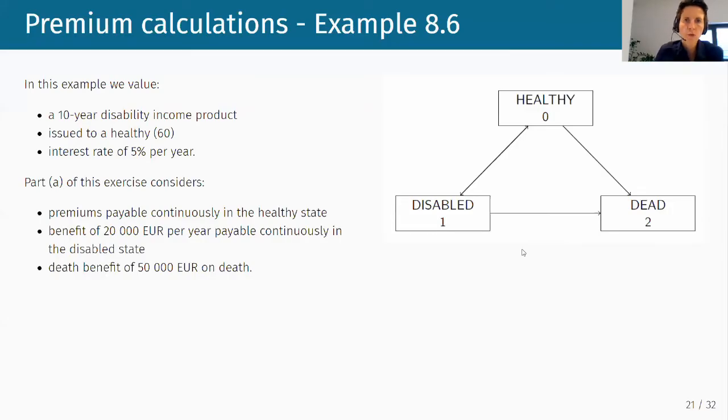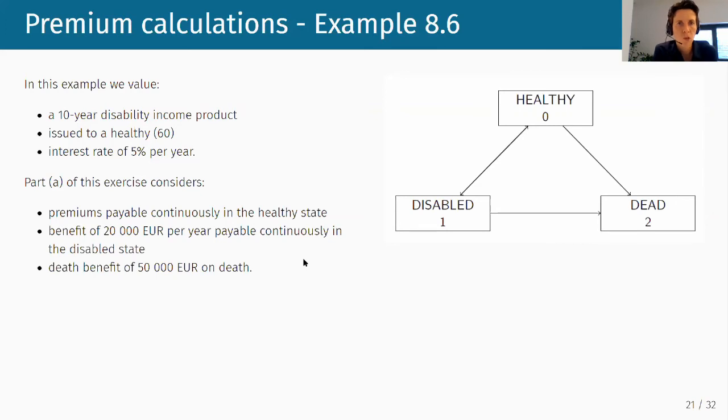Right. And we redo here an example that we discussed also during the theory classes. So we have a 10-year disability income product, which is issued to a healthy 60-year-old. We've got an interest rate of 5% per year, and we want to value the following product. So premiums are payable continuously in the healthy state. There's a benefit of 20,000 euro per year payable continuously in the disabled state. And there is a death benefit of 50,000 euro upon the transition from the healthy or the disabled state into the dead state. So I want to calculate what is the annual premium rate.